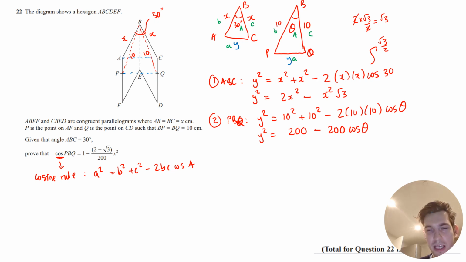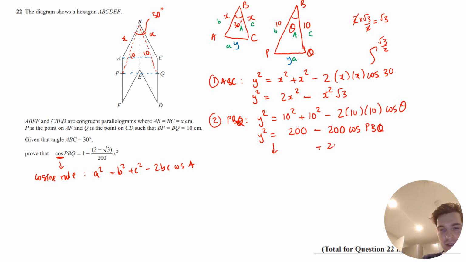All right, let's look back at my question again, and I want to prove that cos PBQ. Well, what is PBQ? Well, PBQ is just theta. So instead of theta here, I'm going to write cos PBQ. Okay, so I want to make cos PBQ the subject here. So I'm going to rearrange this equation.